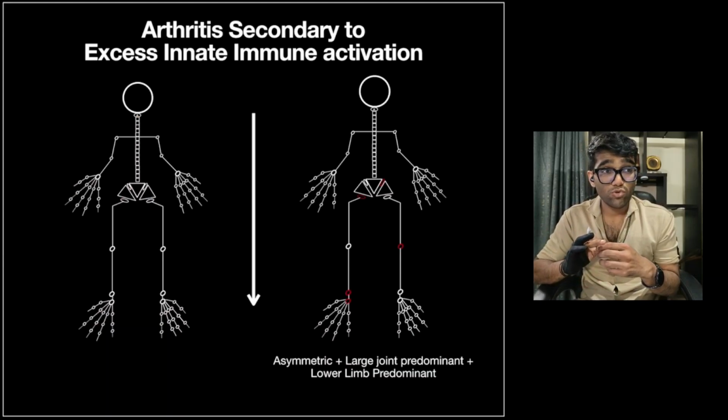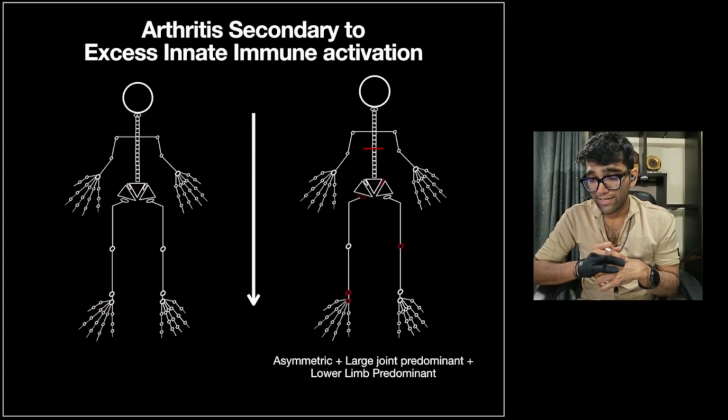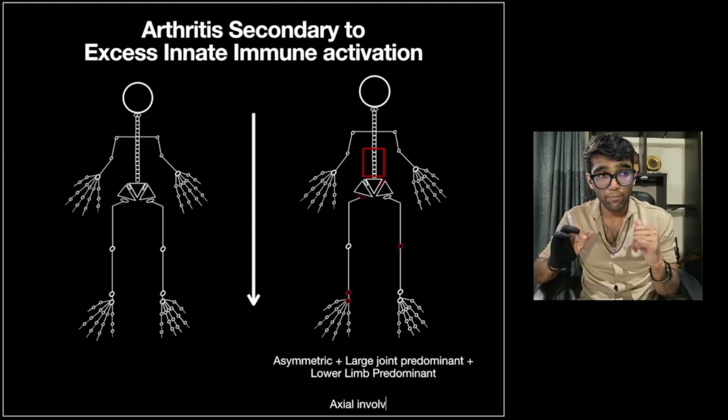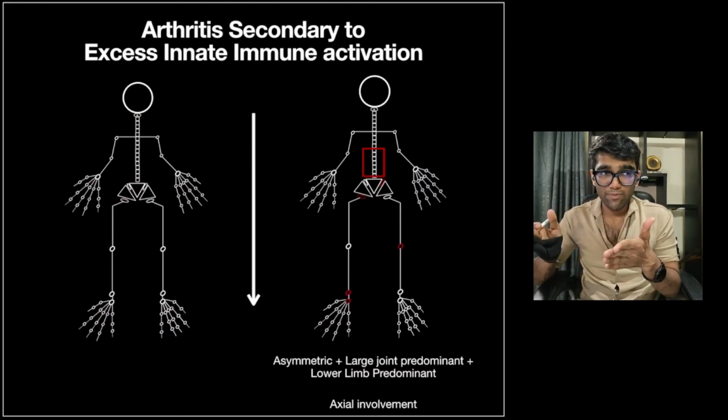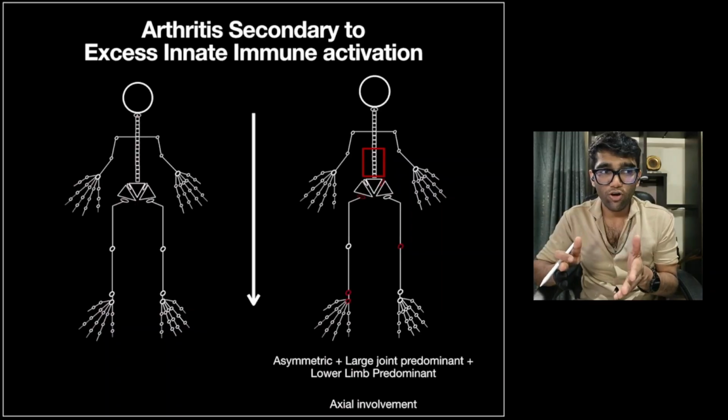And the most characteristic clinical scenario in which you find this is patients who have lower back pain, particularly inflammatory lower back pain. They tend to complain of alternating buttock pain, and this is actually even part of the classification criteria for inflammatory back pain.